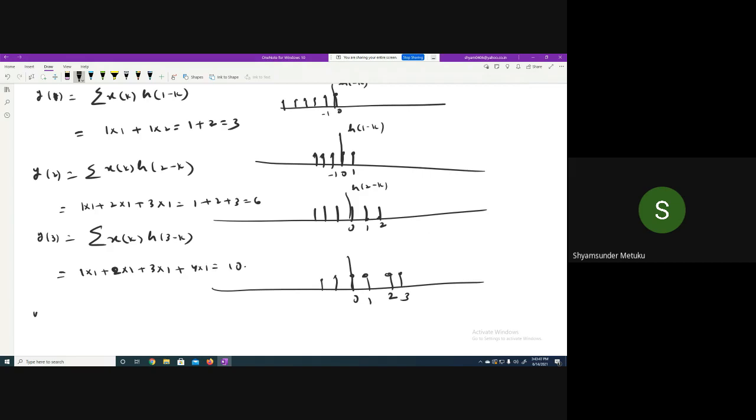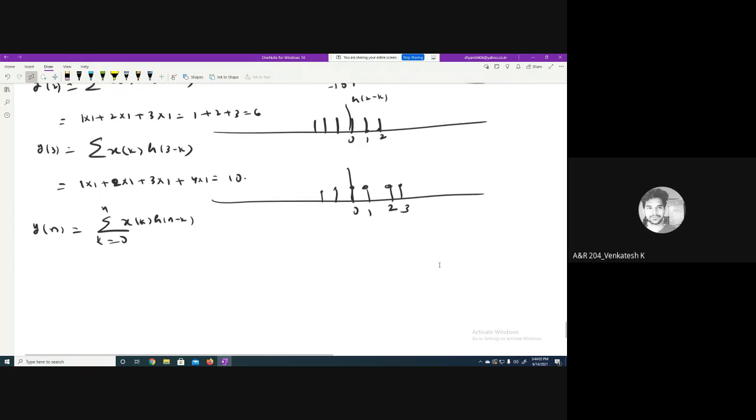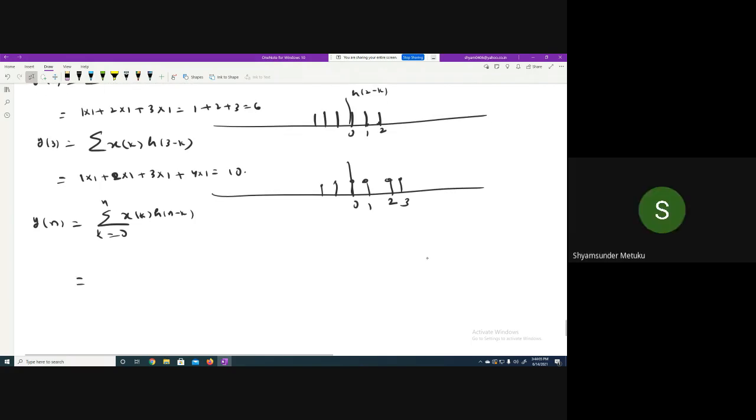Can I write in general y of n is equal to x of k, h of n minus k, where k varies from 0 to n? Can I write this way? Yes, sir. Where h of n minus k, anyhow, the value is 1 only, no? This value is always u of n minus k, the height is 1 only, no? Yes, sir.